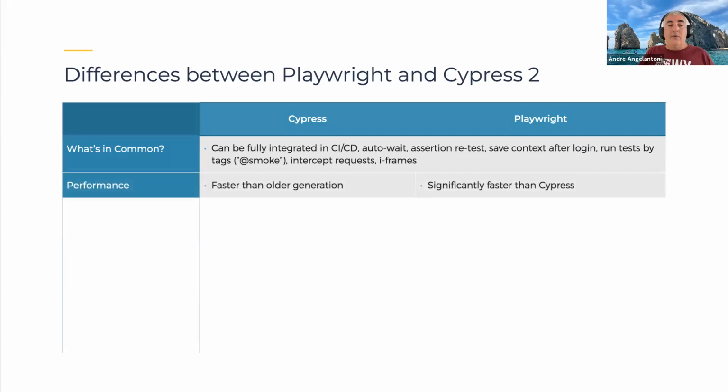Performance, Cypress is faster than the older generation, but Playwright is actually smoking. You could argue they're both so fast that usually it's not an issue, and especially if you're running 8 threads simultaneously, which is kind of typical. I don't think you're going to see them finish significantly faster than the other when you're running 8 threads. You're going to wait for your app more, it seems to me.